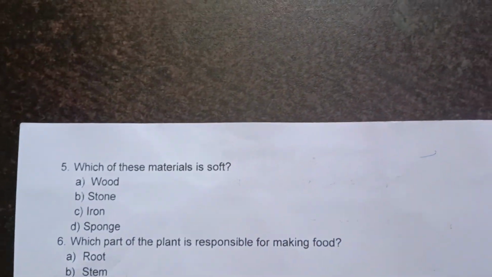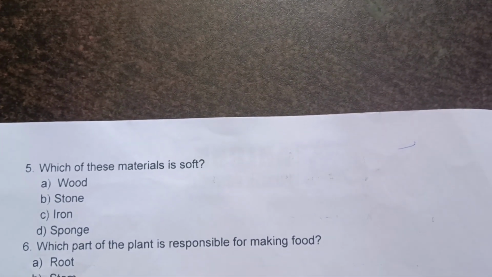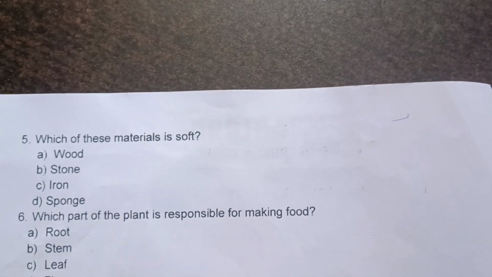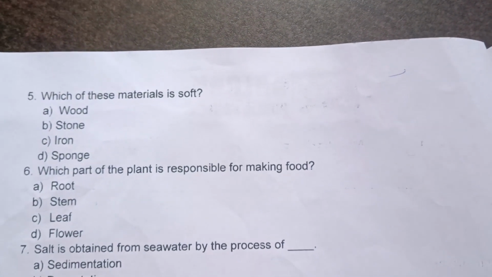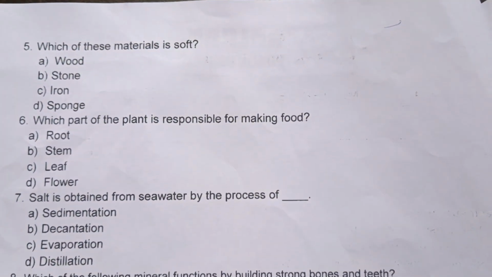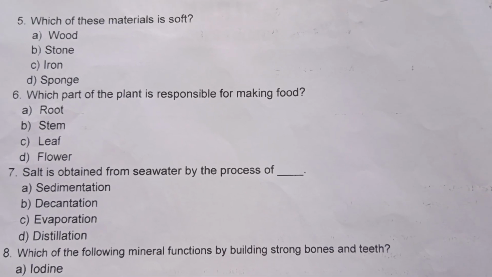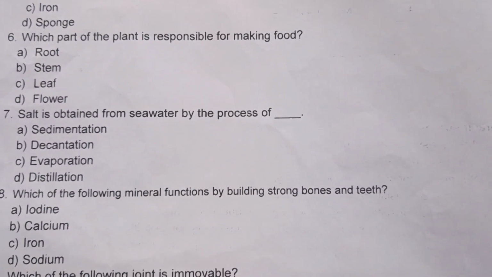Next question. Question number 5. Which of these materials is soft? Wood, stone, iron or sponge? Which part of the plant is responsible for making food? Root, stem, leaf or flower? Salt is obtained from seawater by the process of sedimentation, decantation, evaporation or distillation. Which of the following mineral functions by building strong bones and teeth? Iodine, calcium, iron and sodium.